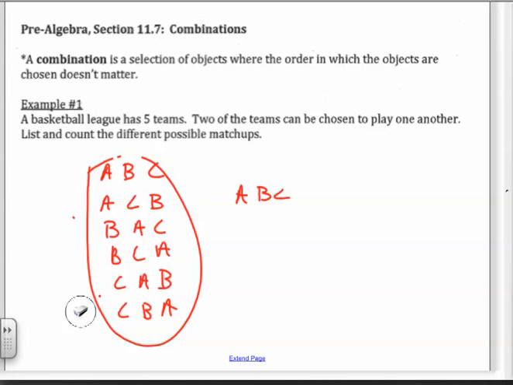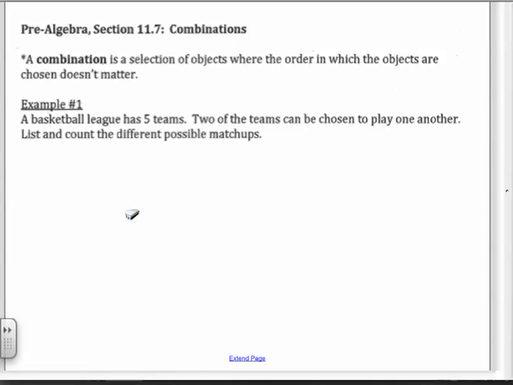Okay, so let's look at this first example, which is super easy. It says, a basketball league has 5 teams. 2 of the teams can be chosen to play one another. List and count the different possible matchups. Now, guys, I'm not going to give them names because that'll just make it too long and too hard. We'll just call them A, B, C, D, and E. Here are the 5 teams that are playing.